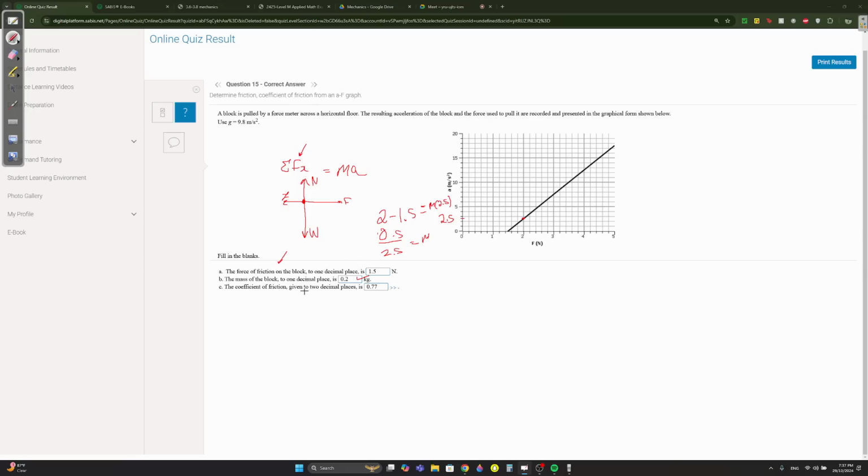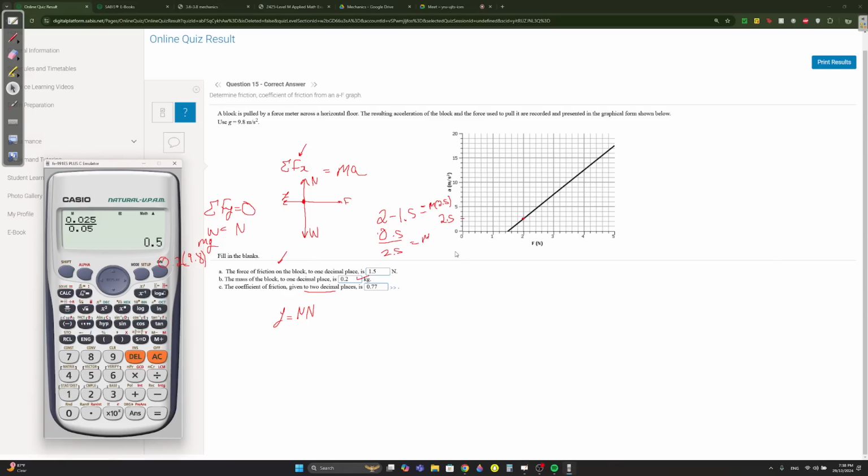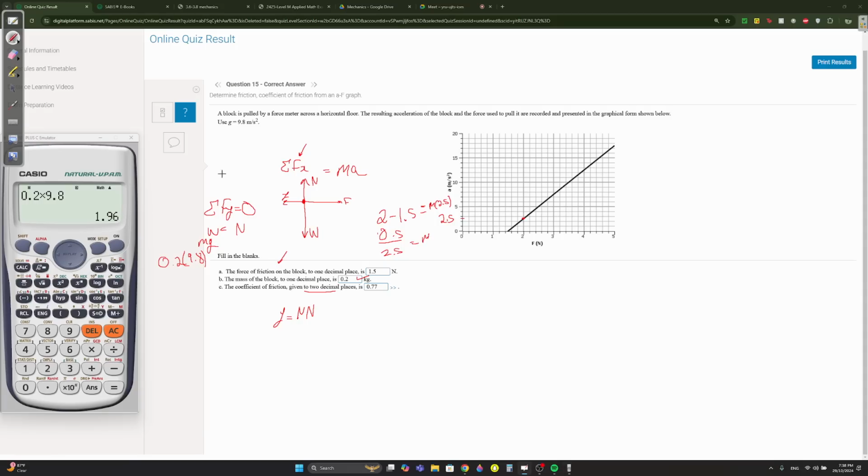The coefficient of friction, given to 2 decimal places. Friction is equal to mu N. In this case, you know that sigma Fy is equal to 0. I should have drawn the FBD for you from the start, guys. What forces do I have vertically? W is equal to N. What is my weight? It's mg. What's the mass? 0.2. G is 9.8. You can just make it 10, man. Why? 0.2 times 9.8 is 1.96. So N is equal to 1.96.